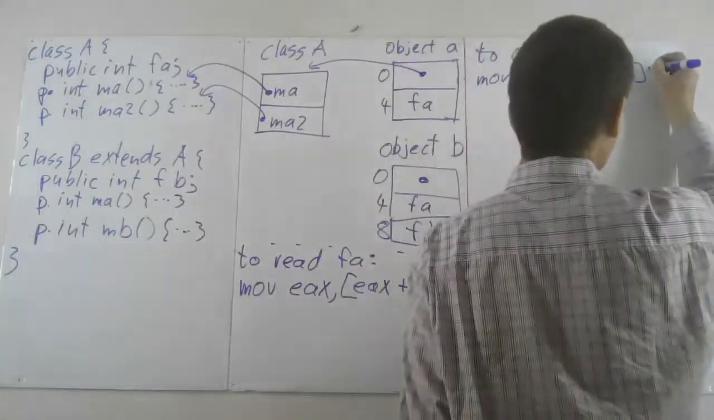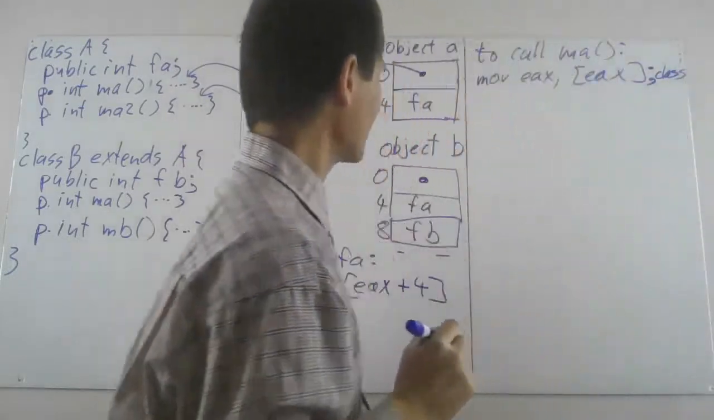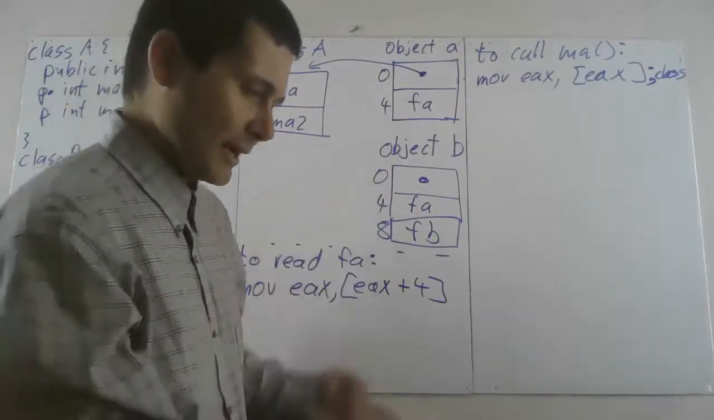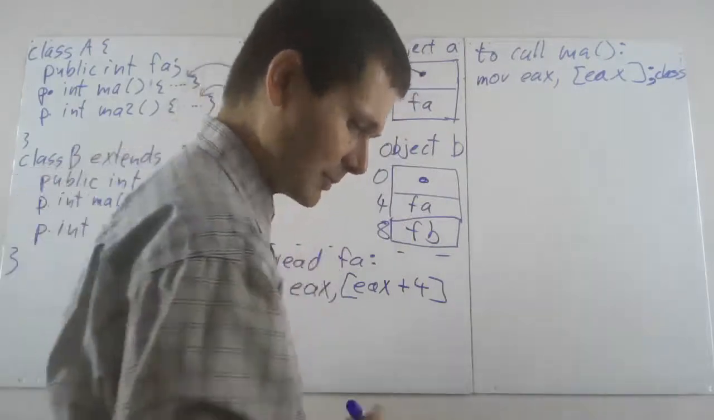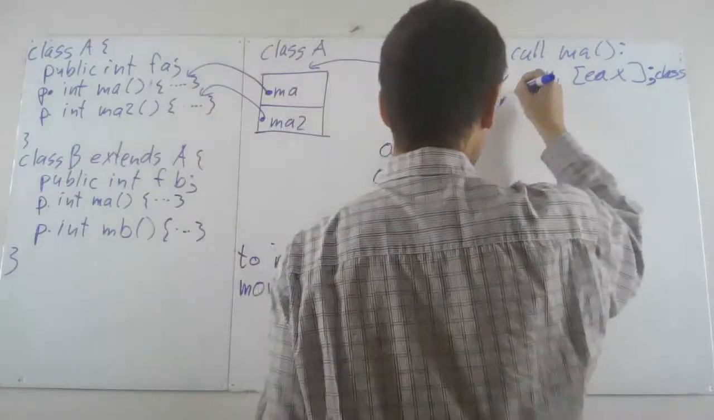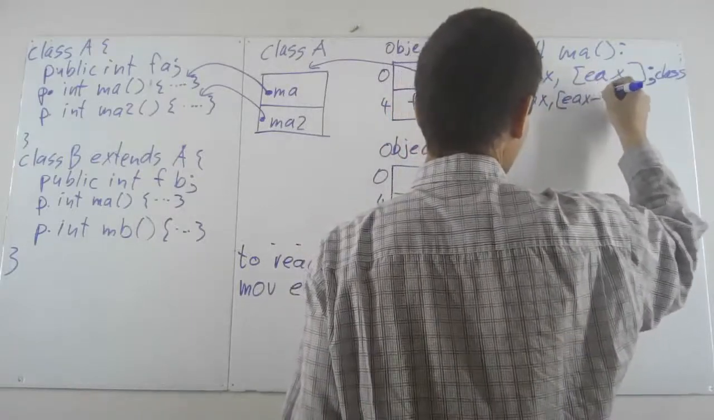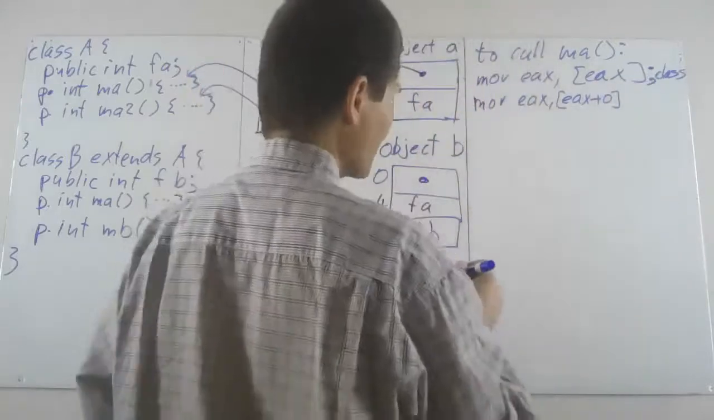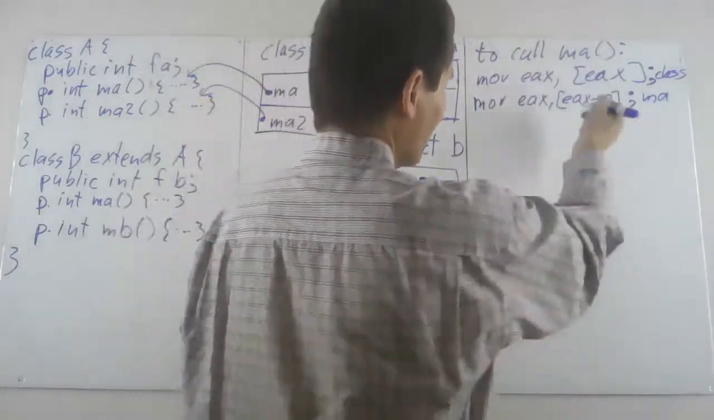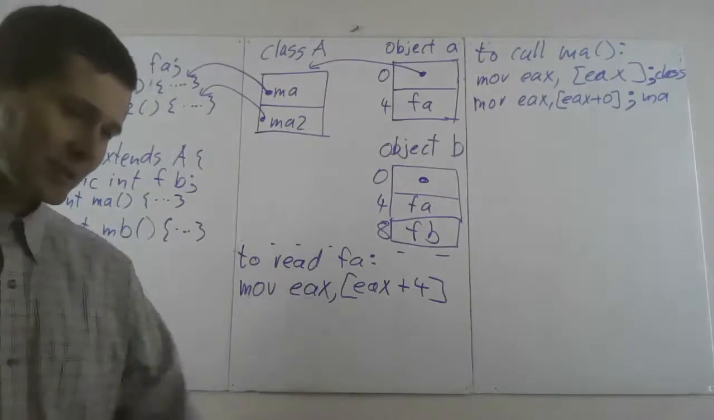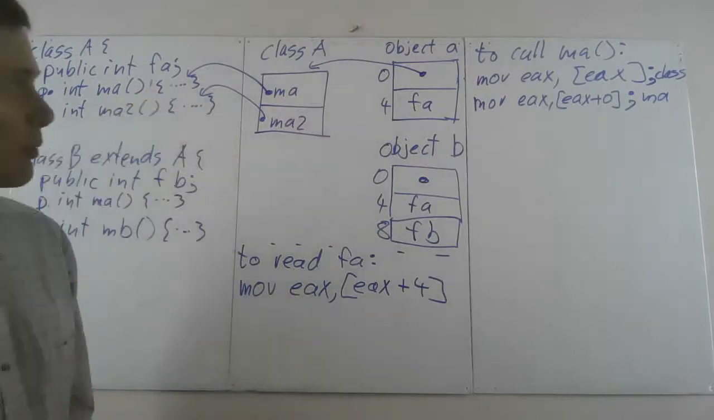Sorry, I have no space here, but this gives me the address of my class data structure. Then in that data structure, I'm going to read, say, offset 0. So I'm going to say EAX plus 0, because for different methods the offset would be different. If I wanted to call MA2, it would be EAX plus 4. So that gives me the address of the actual code that I want to call.